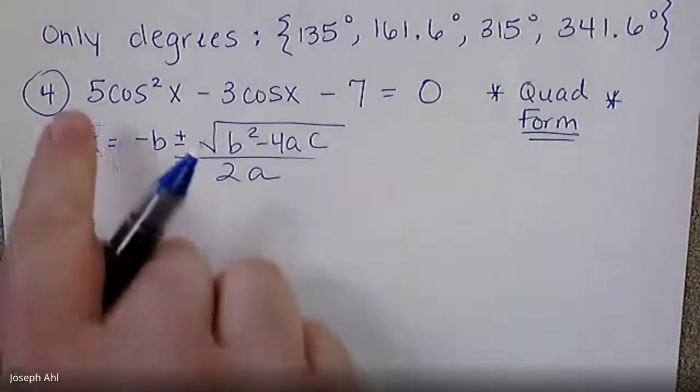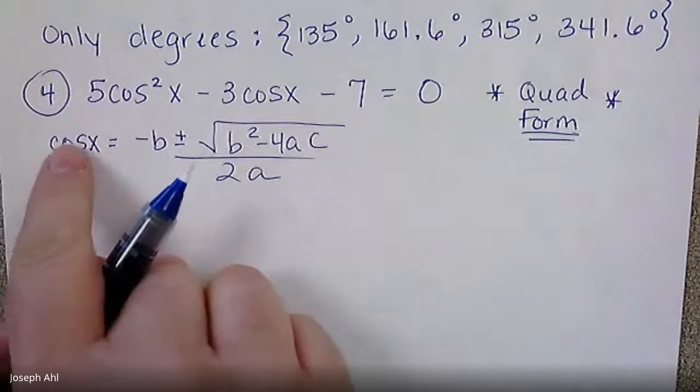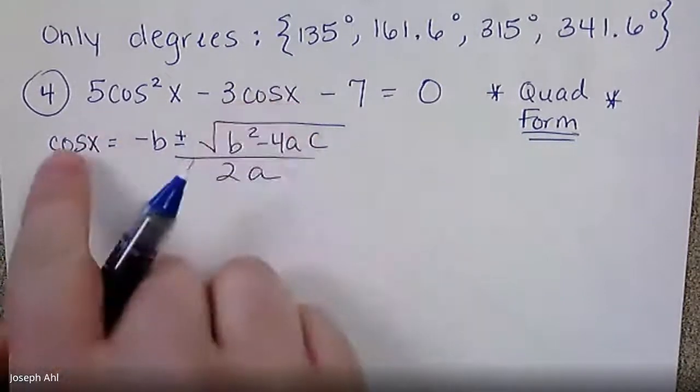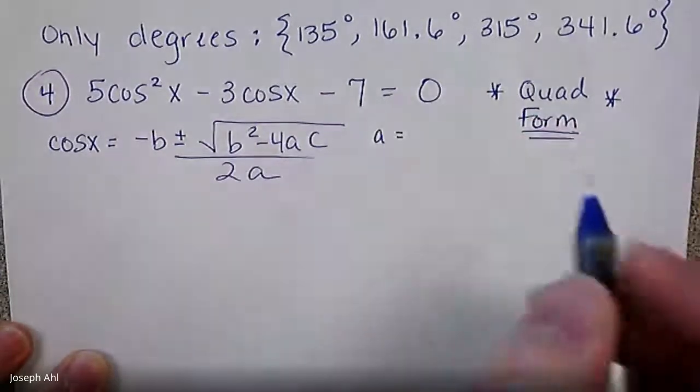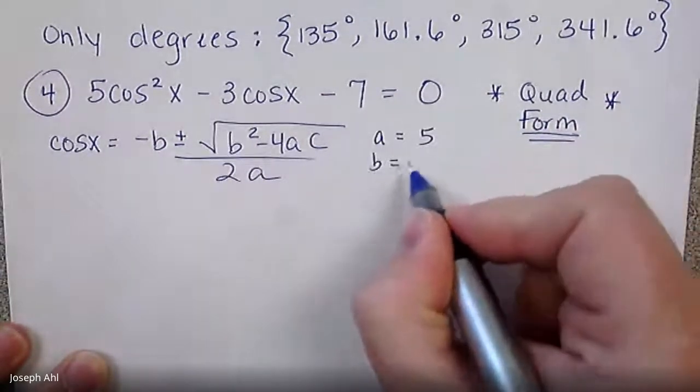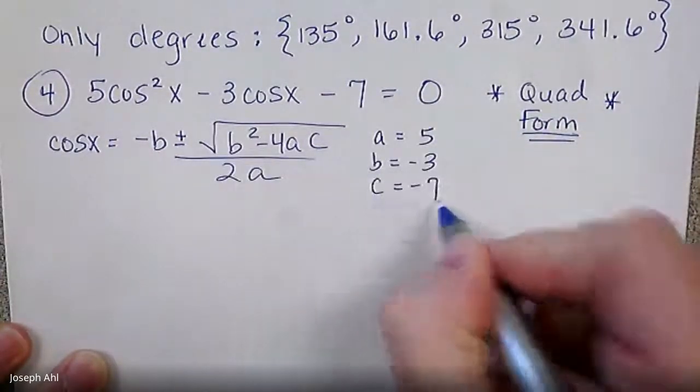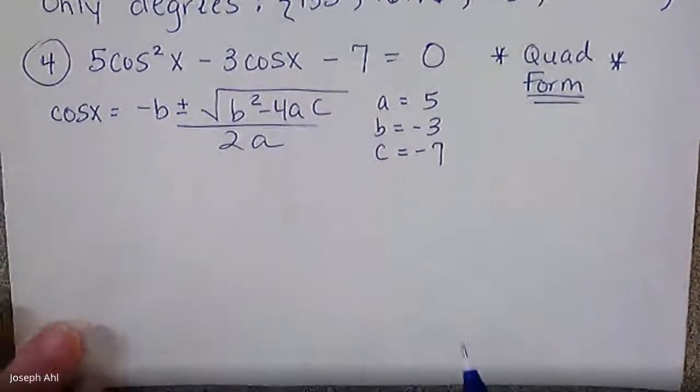All right, so just be a little bit careful here that it's really not x equals anymore. It's the function cosine x equals. And what are my values for a, b, and c? A is 5, b is -3, and c is -7. Okay, let's plug those in and see what happens.